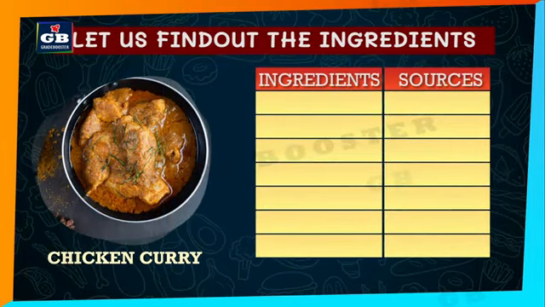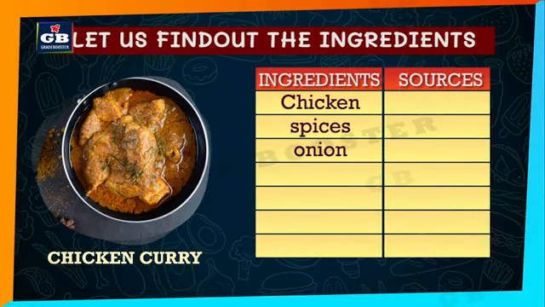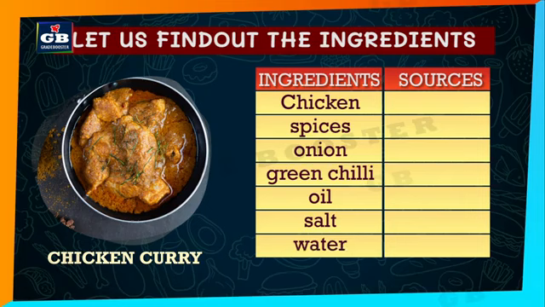Now let us see one more food item. Chicken curry. Let us find out the ingredients. Chicken, spices, onion, green chili, oil, salt and water. Chicken is sourced from animal. The sources of spices are plants. Onion is obtained from plant. Chilies are also from plants. Salt and water, they are from environment.